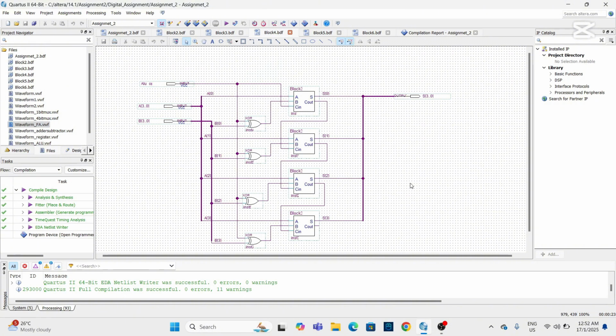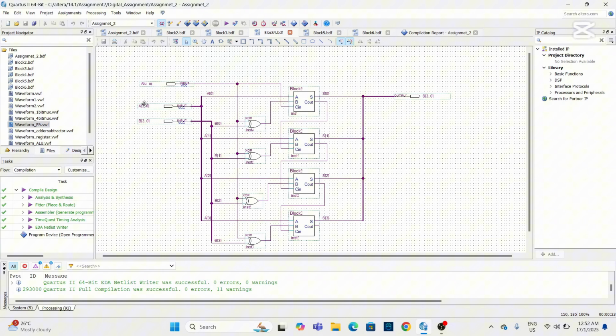Next, we will move on to the adder subtractor. For this ALU design, we can use a 4-bit adder and also a 4-bit subtractor. However, it will need more logic gates. So instead of a subtractor, we use a 4-bit adder subtractor as the arithmetic unit.